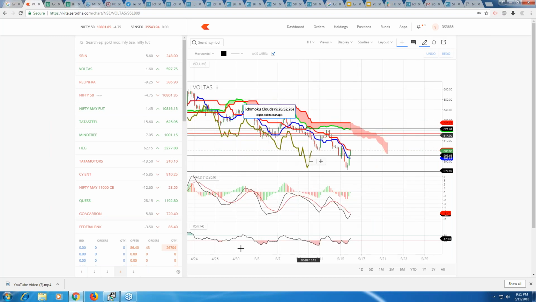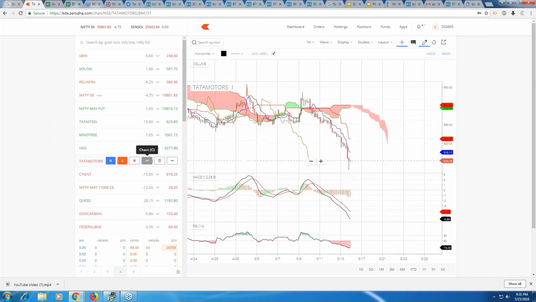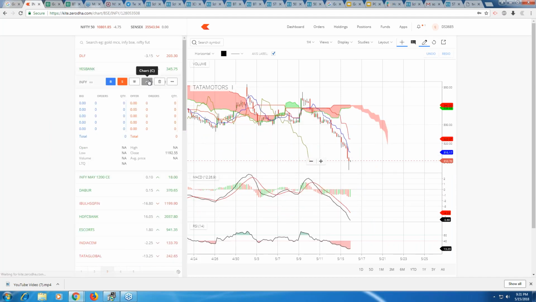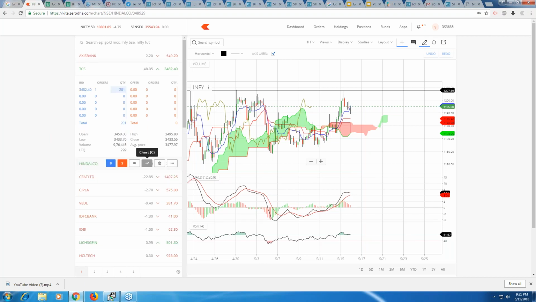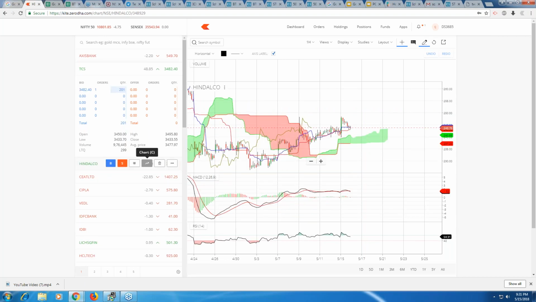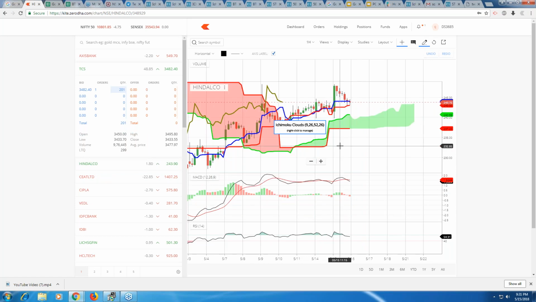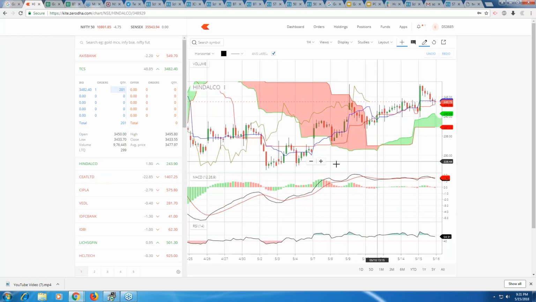I'm telling you, Tata Motors, Tata Steel, Voltas, Reliance Infra, or you can take Infy, you can take Reliance, you can take TCS. These are 4, 5. Hindalco, you can take Hindalco. Hindalco is also a pretty volatile stock. So whenever the blue line crosses the red line and RSI is above 60, you can go long.